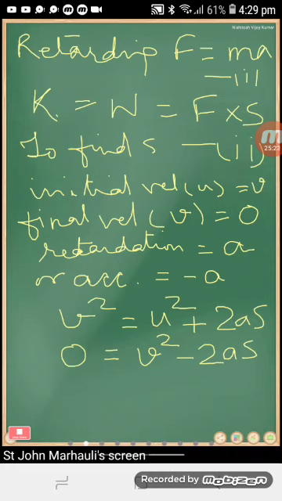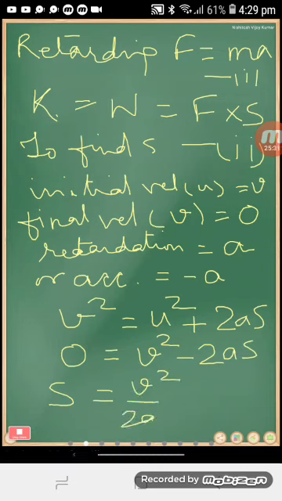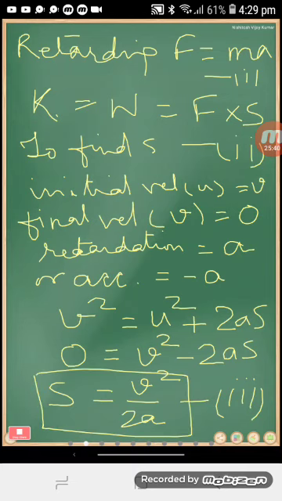So s from here will be v square upon 2a. Now what we have, we mark this as the third equation. So we have S is equal to V square by 2A. From the first one we have F is equal to MA. So now we are going to put these in the third equation.